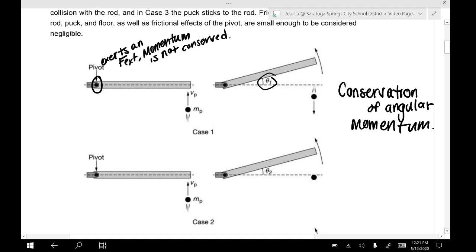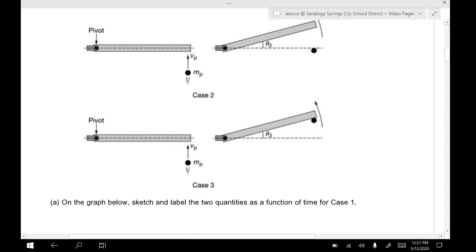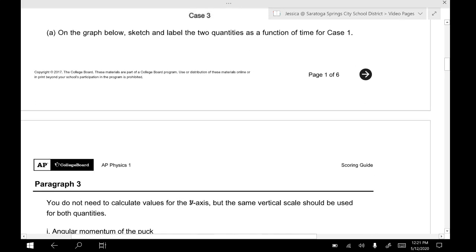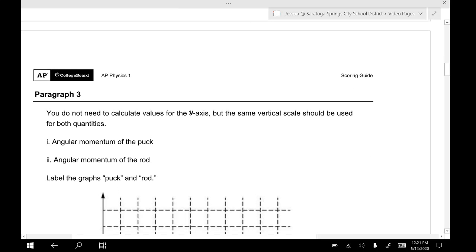But angular momentum can still be conserved because this pivot is on the axis of rotation, which means the net torque acting on the system is going to be 0. Okay? So we can have conservation of angular momentum without conservation of linear momentum. Okay, so those are our different cases. On the graph below, we want to sketch and label the two quantities as a function of time for case 1. So this is the bouncing case.